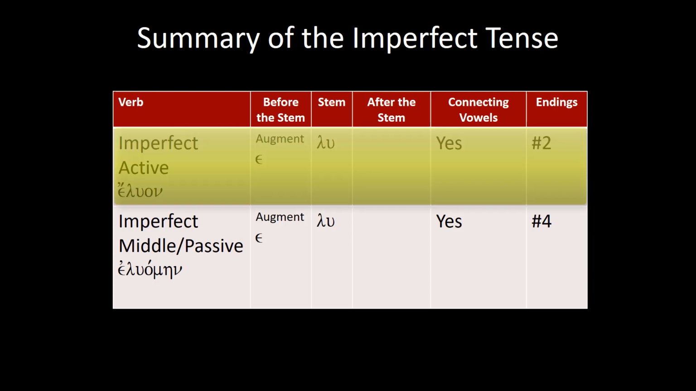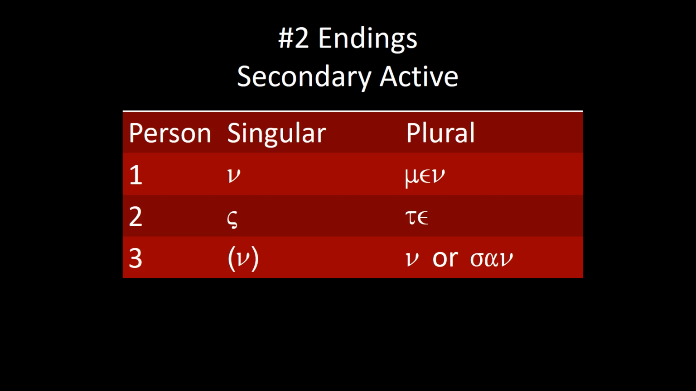So the imperfect form eluon. You've got augment right before. Augment says past tense, verb stem, connecting vowels and endings. These are the number 2 endings, called the secondary active. Nu, sigma, movable nu, men, te, nu or san.